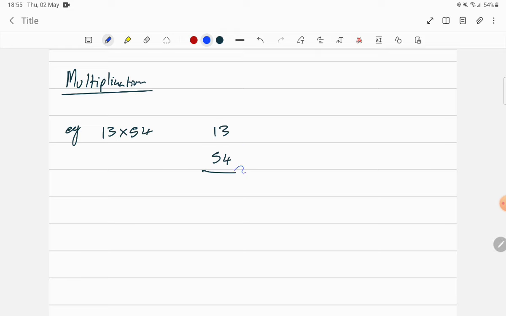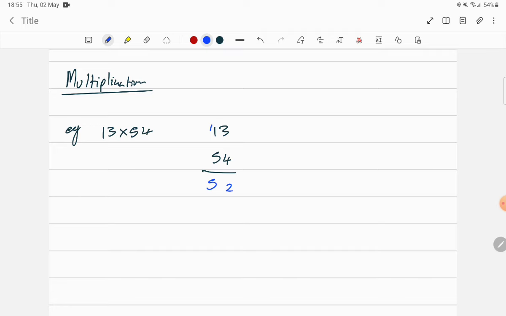So firstly, 3 times 4 is 12. We put 2 in the units column, and then we carry the 1. Here we get 1 times 4, so we put the 1 there just to remember. And 1 times 4 is 4, plus the 1, that is 5.